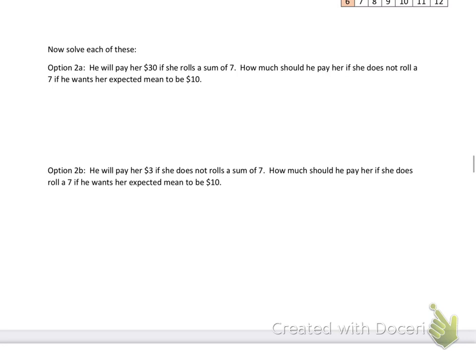Okay, so then under 2, he now proposes 2 other things we want to consider. These are options 2A and 2B. He will pay her $30 if she rolls a sum of 7. We knew that happens 1/6 of the time, so her expected earnings are going to be 1/6 times 30. Then it asks, how much should he pay her if she does not roll a 7, if he wants her expected mean to be 10?